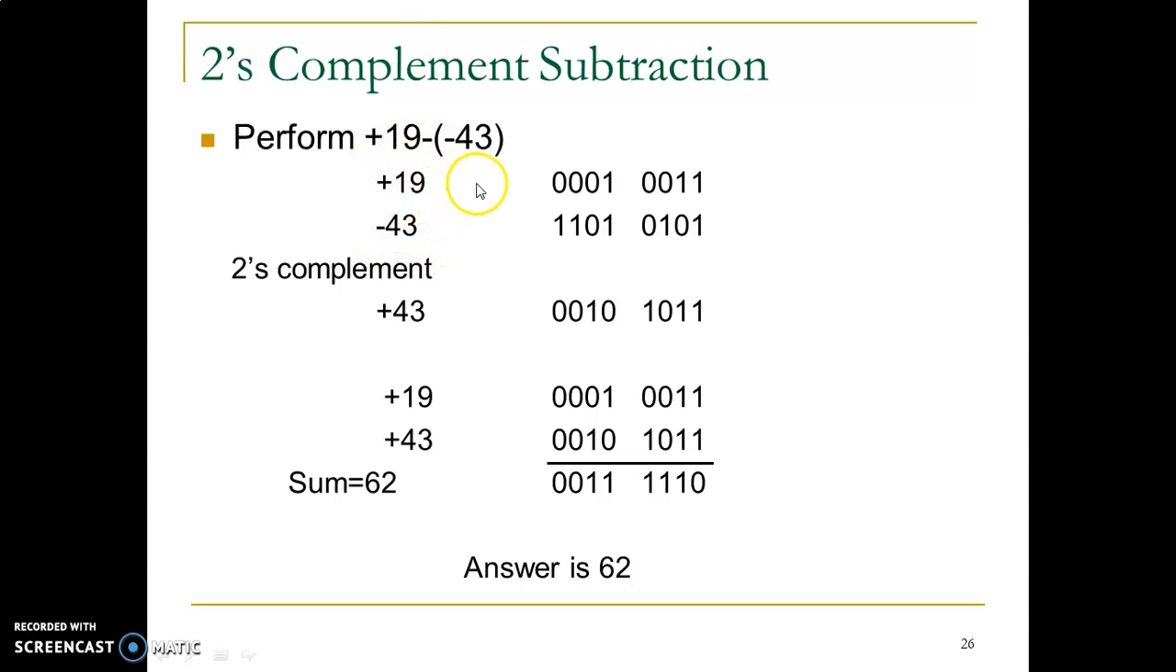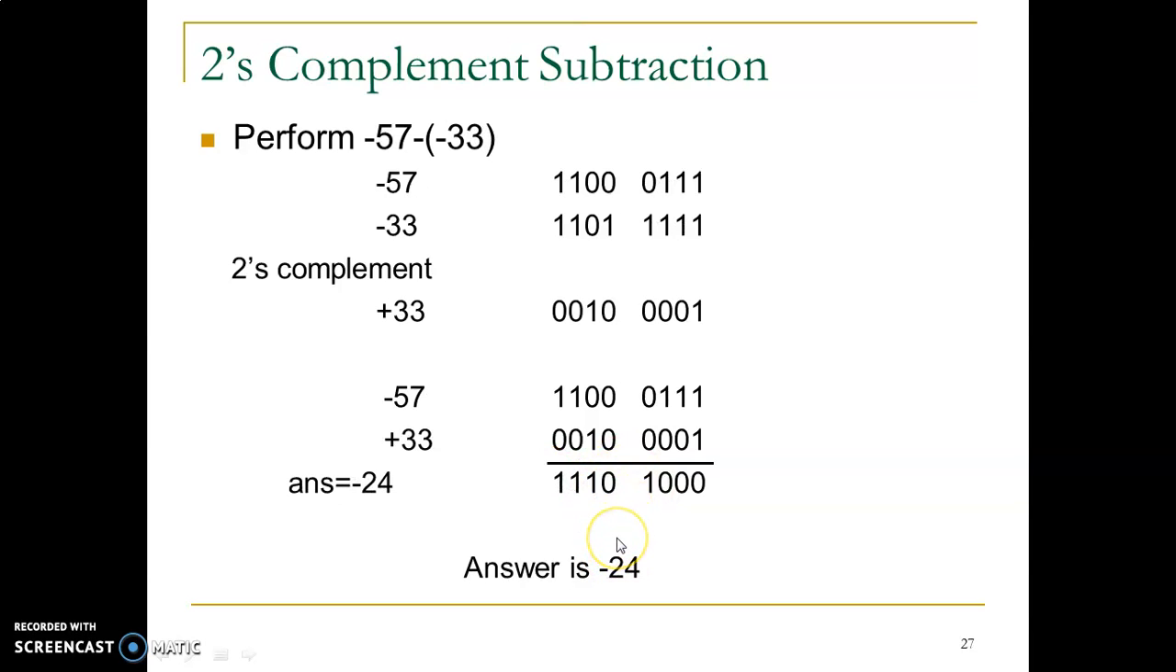Since this is a positive number, the binary equivalent of this is written here. Since this is a negative number, this number is represented in 2's complement form. Now we are going to subtract this from this. So this is given to a 2's complement circuit. We are going to find the 2's complement of this number, which is written here. Now plus 19 is added with this number. The sign bit indicates this is positive. So the decimal equivalent of this is taken, which is equal to 62.